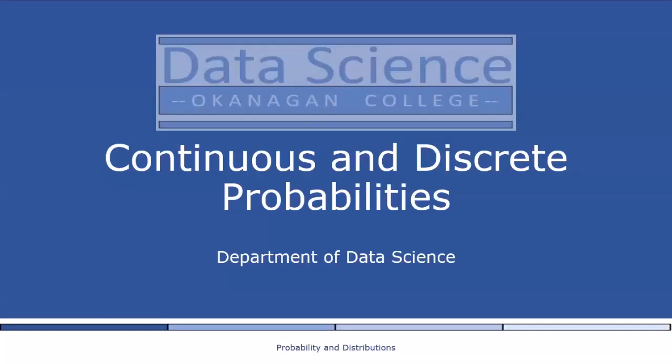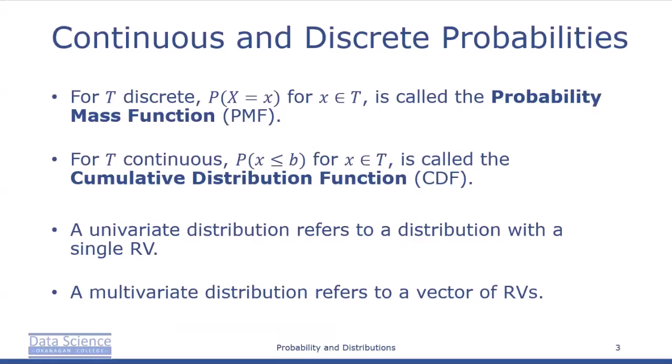In this video, we continue our discussion about continuous and discrete probabilities. We discuss ways to describe the probability of an event. Depending on whether the target space is discrete or continuous, the way we refer to distributions is different.